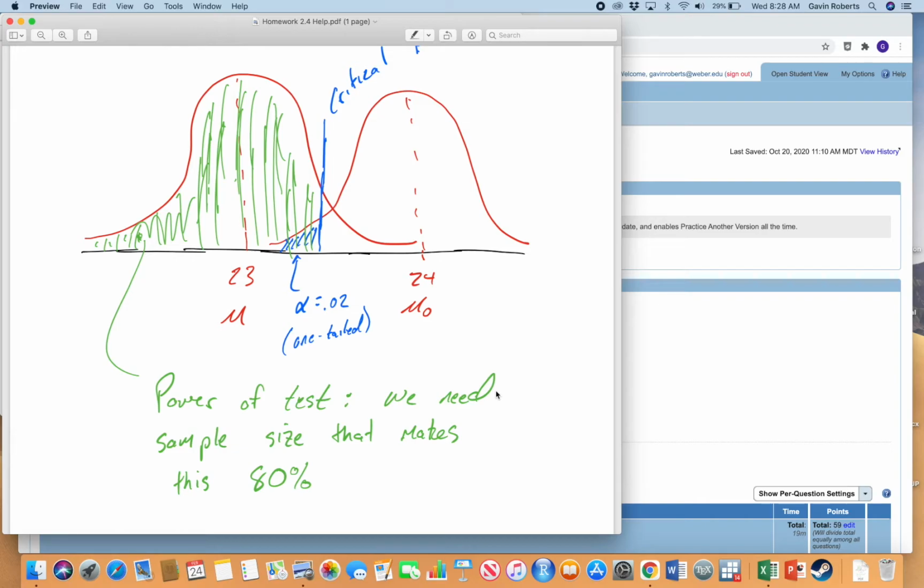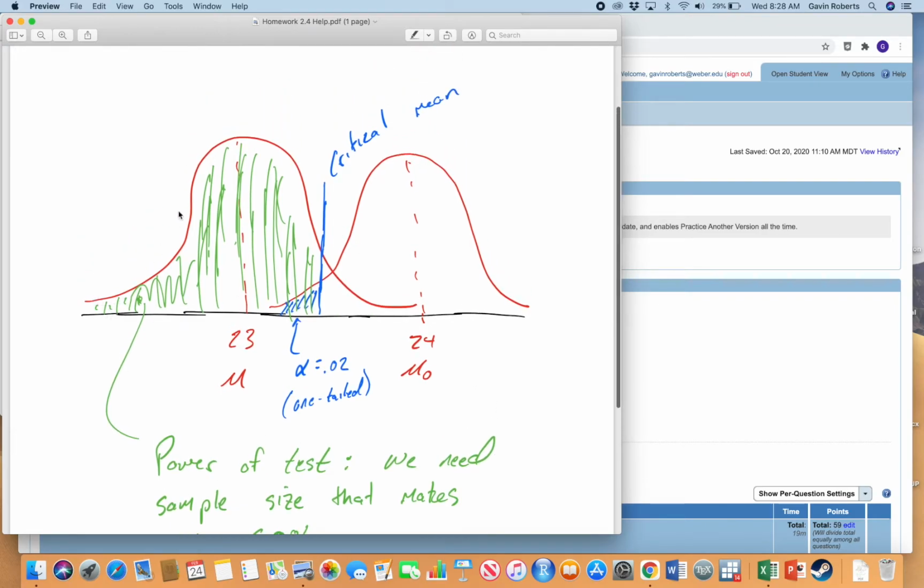Now, notice that the reason that the sample size increases power is what happens to both of these curves as we increase the sample size.